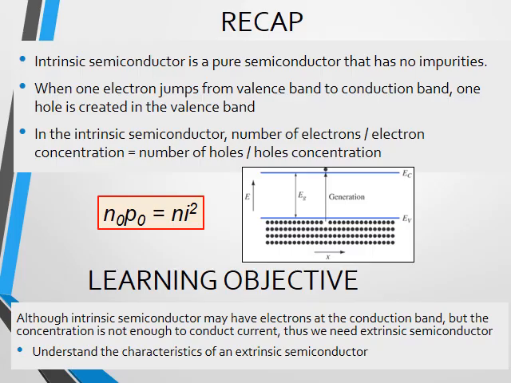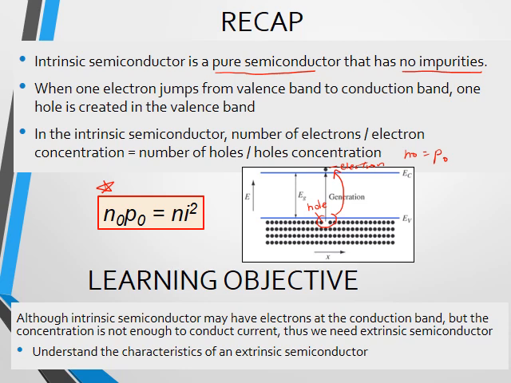We have covered previously on Intrinsic Semiconductor. Intrinsic Semiconductor is a pure semiconductor that has no impurities. When one electron jumps from valence band to conduction band, one hole is created in the valence band. In the intrinsic semiconductor, the number of electrons, or electron concentration, is equal to the number of holes, or hole concentration. I hope you still remember this equation, and note n naught equals p naught equals ni squared.